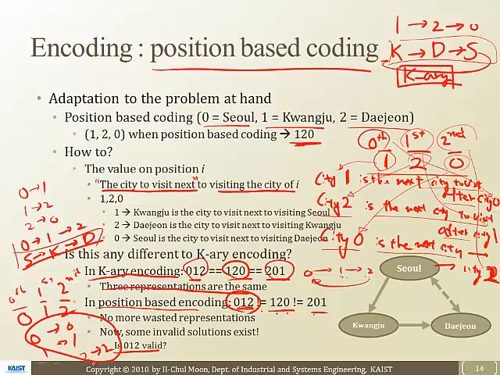In that case, we can find out right away what the invalid solutions are, because if a plan looks like this, it's an invalid solution, right? So position-based encoding gives us the ease of finding out what the invalid solutions are, and we don't want to waste our representations, and we want a unique phenotype for each genotype. In the previous case, we have different genotypes but the same phenotype. Here, we have different genotypes and different phenotypes. So we sometimes utilize this position-based encoding.